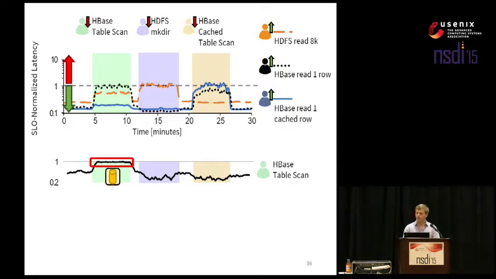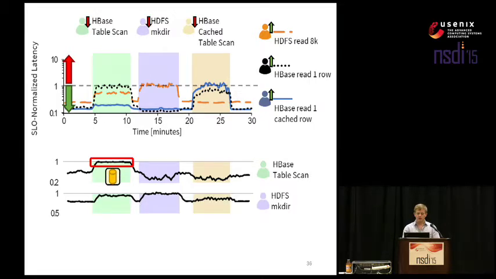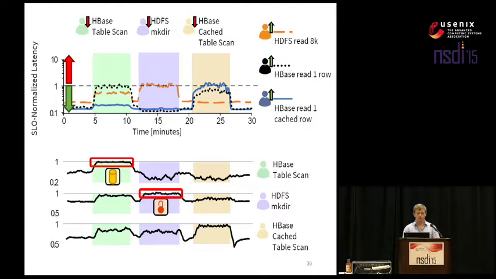The HDFS makedir client is also correctly identified and throttled when it's the aggressor, and in this case, the most bottlenecked resource is the HDFS file system metadata lock. We did see that that lock was heavily loaded for the duration of the experiment, and that's reflected in the fact that this client is not given as much room to grow as the other clients. And finally, the cached table scan is also correctly identified and throttled by the policy, and here the most overloaded resource was the HBase incoming RPC queue.